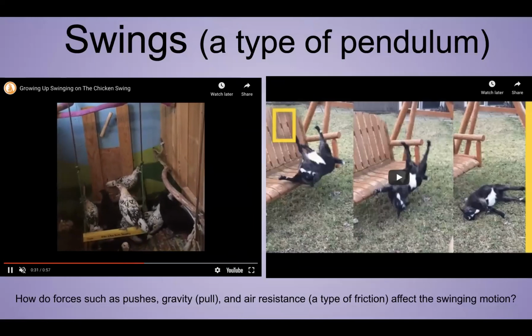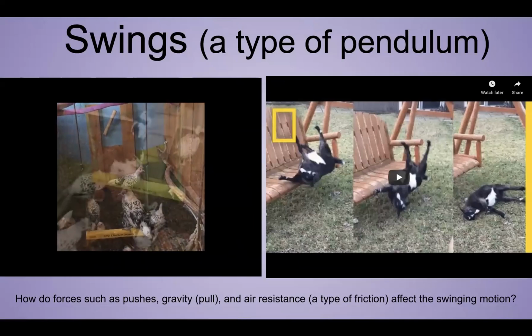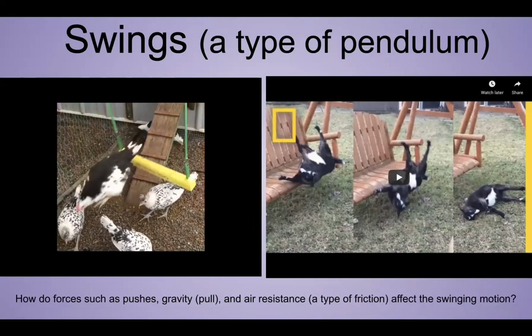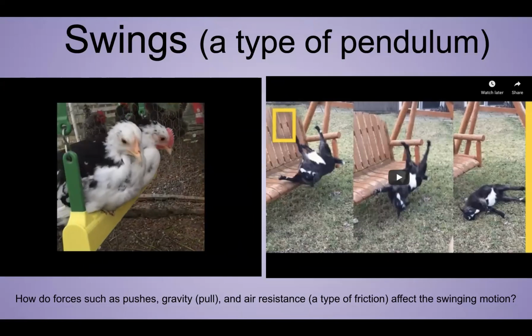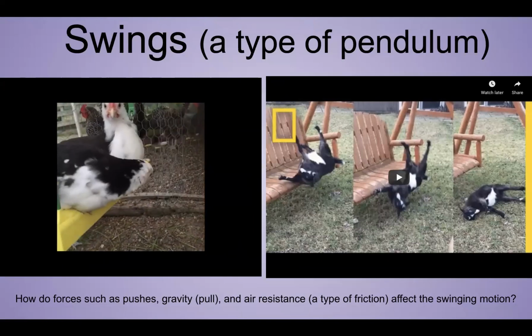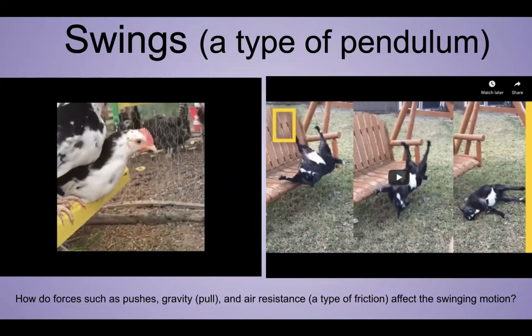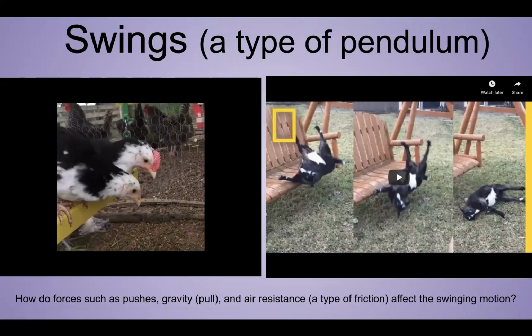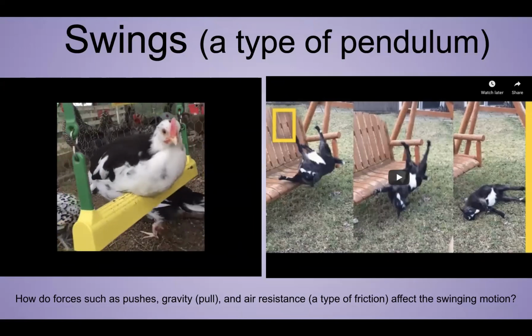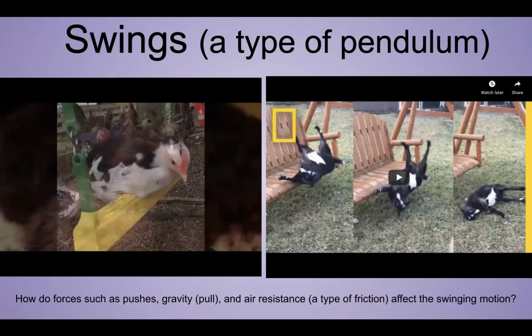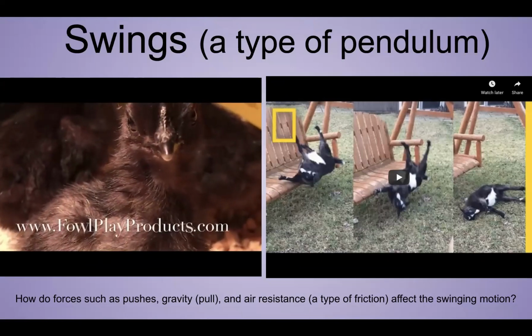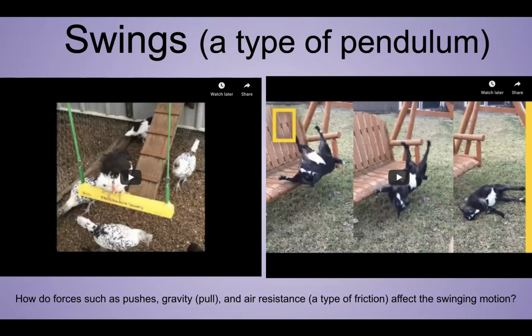So here's the chickens on the chicken swing. Think about how forces such as pushes, pulls, and air resistance affect the swinging motion. Chickens like to be high up because they're prey animals. There's lots of things that would love to eat them. So oftentimes the chickens out here, we'll see them perched on a railing or on cars or on tree branches.